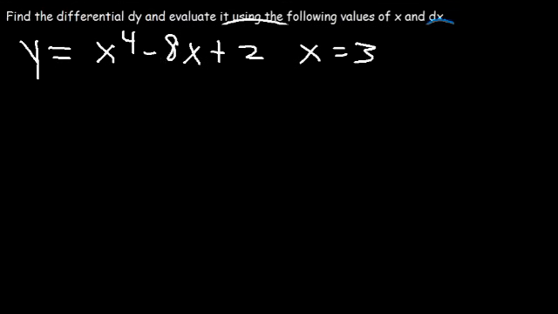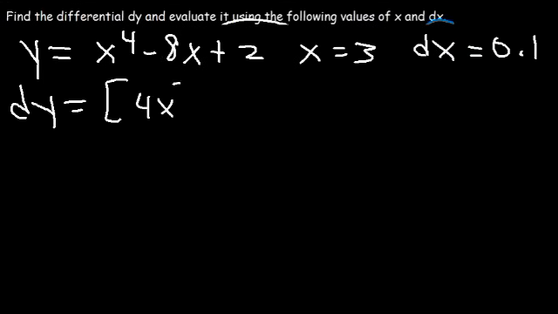Let's try another example. Let's say y is x to the 4th minus 8x plus 2, and x is 3, and dx is 0.1. Find dy and go ahead and evaluate it. Feel free to work on this example and see if you'll get the right answer. So dy is going to be 4x cubed minus 8, and the derivative of the constant 2 is 0, and then times dx.